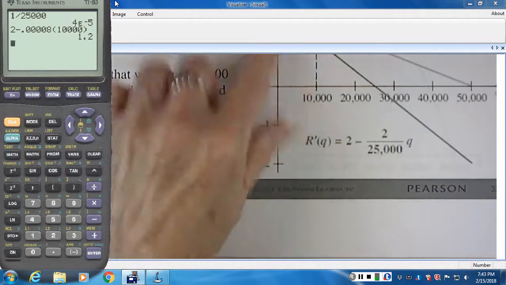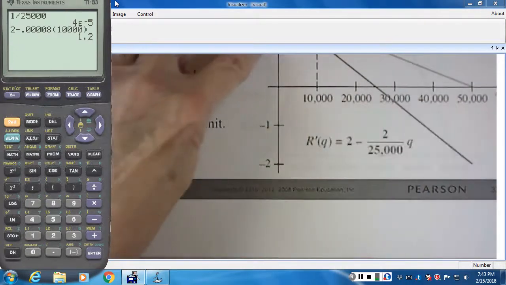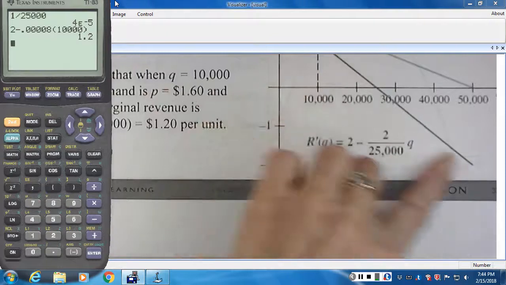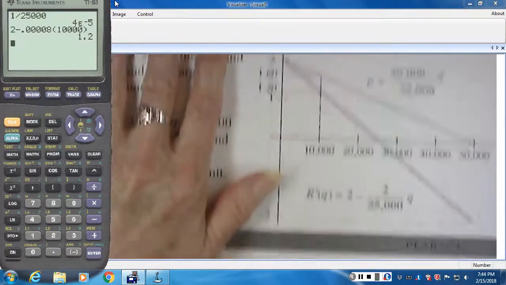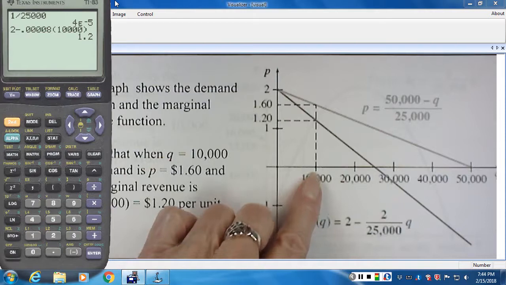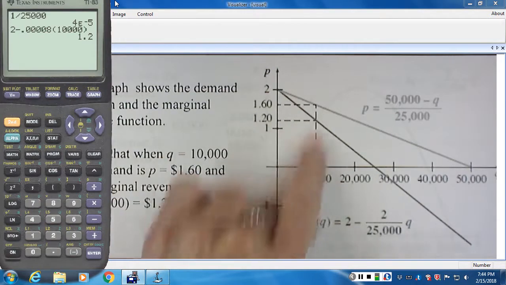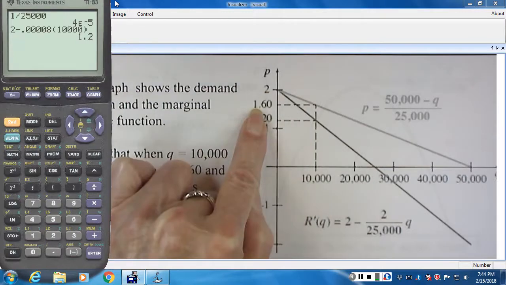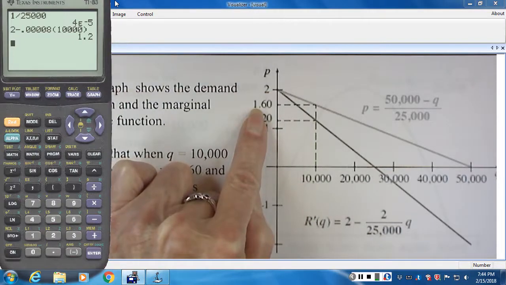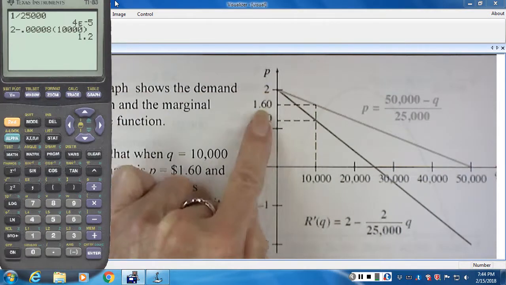Because this is your price equation, but this is your change in revenue equation. This is your marginal revenue equation. So your marginal revenue at 10,000 units is $1.20. But notice that the price is $1.60 each at 10,000. So remember, this is your revenue. This is the price that people will pay for it.